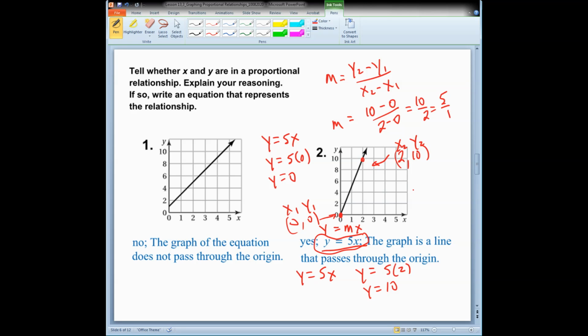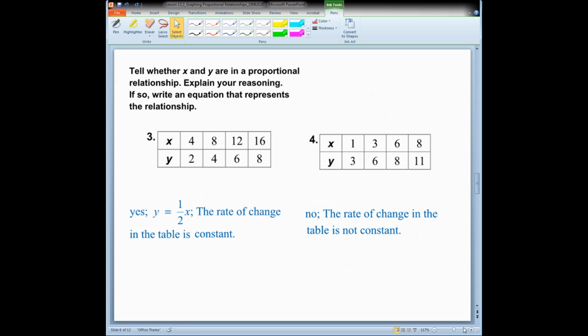All right. So y equals 5x is the equation of this line. And the slope of this line, the rise over run, is 5 over 1, or 5. Okay, I just said a whole bunch of stuff. Hopefully that wasn't too bad. Let's look at another example.